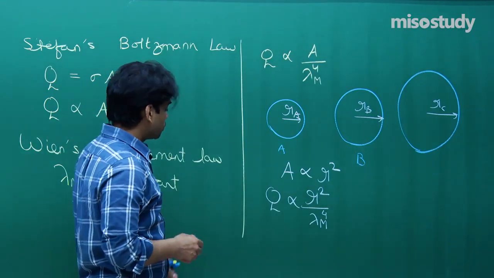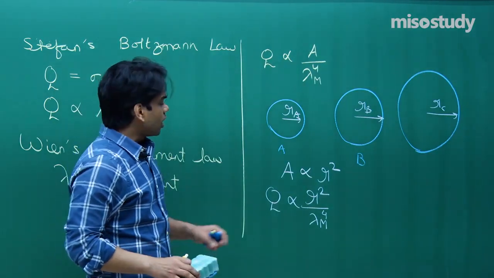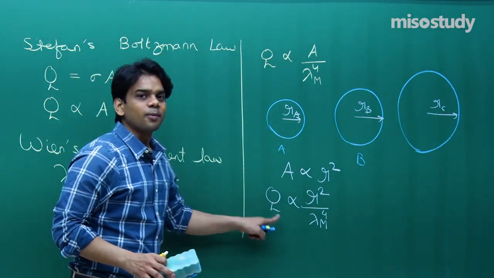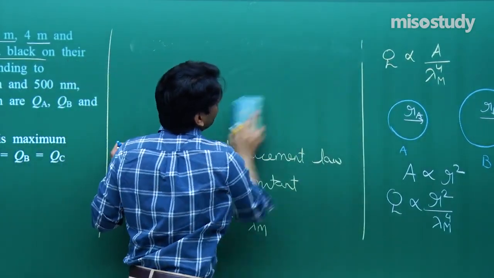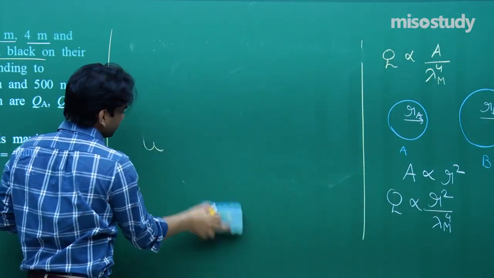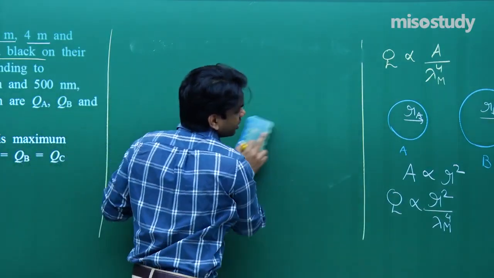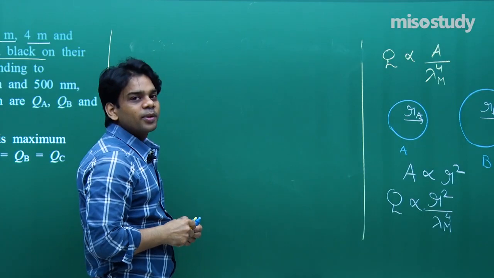This is what we can use for each of the values. Now I'm going to use this result and I'm going to write it here. I hope that you would have taken note of all these things that I'm writing. Next thing, Q is proportional to R square by lambda m to the power 4.